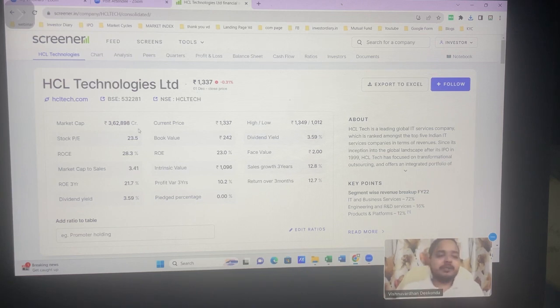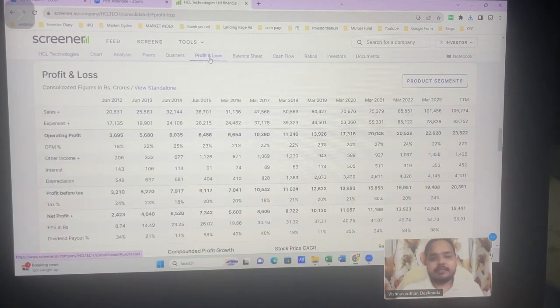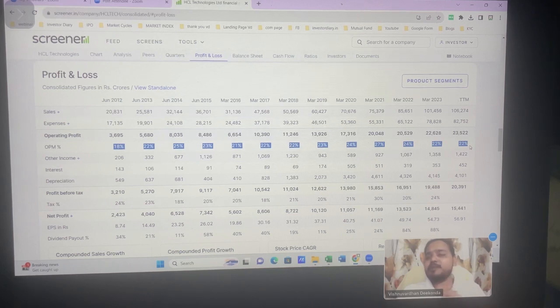Along with the PE ratio, you can check the P&L account here itself, the P&L statement, which is also called the income statement. Why the income statement? Here I want to check the operating margins of the company. With HCL, you can see there isn't a lot of fluctuation here. Mostly it is around 22, 23, except for 1-2 years.